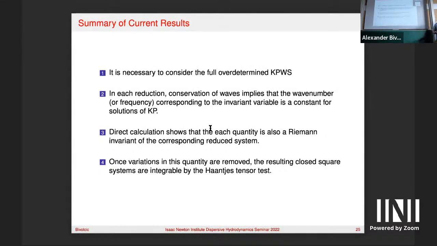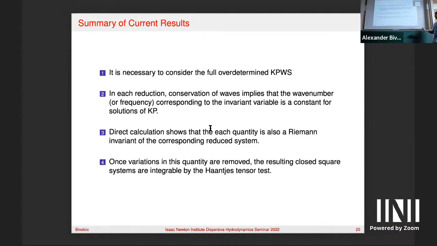So, what can we conclude from all of this? Well, first off, it's definitely necessary to consider the full overdetermined KP-Whitham system, right? As I've said a few times, historically, that wasn't necessarily the case. We just grabbed 5 components, because you need a square matrix to at least feed into that test, and square matrices make a bit more sense to us, but it seems that that's not the case.